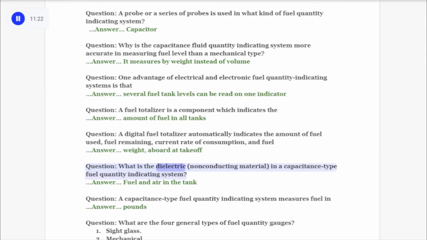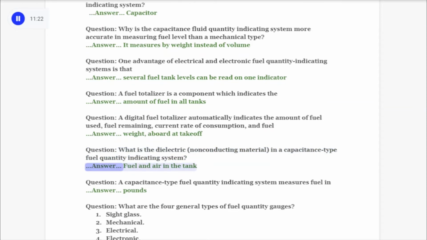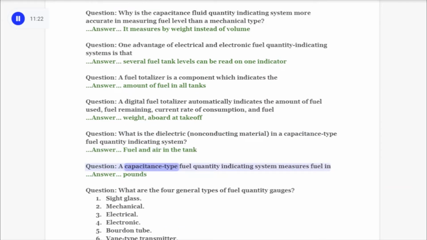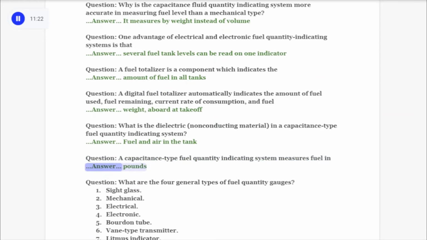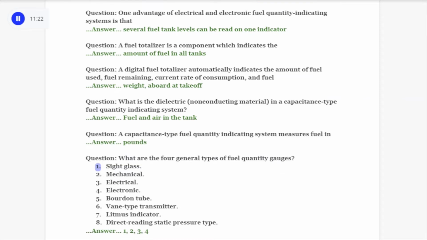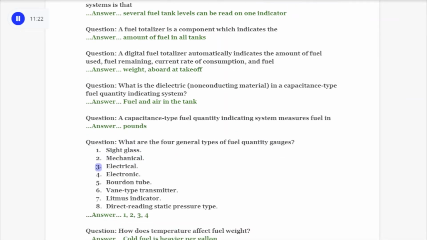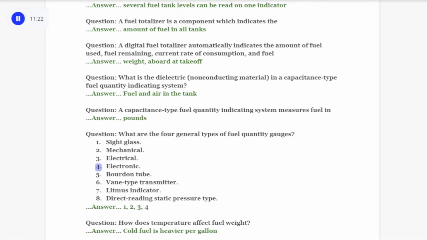Question: what is the dielectric, non-conducting material in a capacitance-type fuel quantity indicating system? Answer: fuel and air in the tank. Question: a capacitance-type fuel quantity indicating system measures fuel in? Answer: pounds. Question: what are the 4 general types of fuel quantity gauges? 1. Sight glass. 2. Mechanical. 3. Electrical. 4. Electronic.